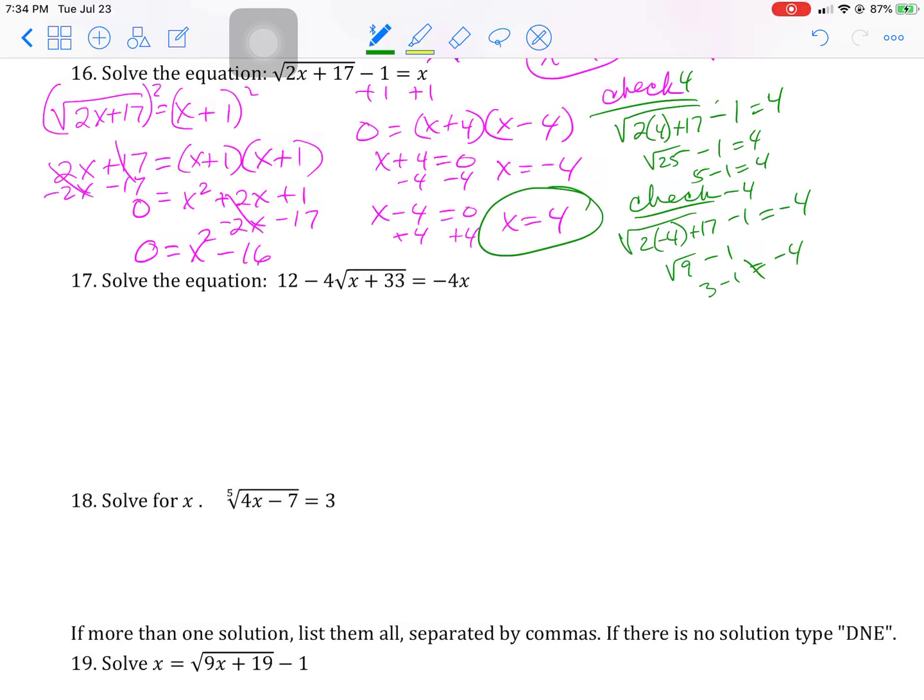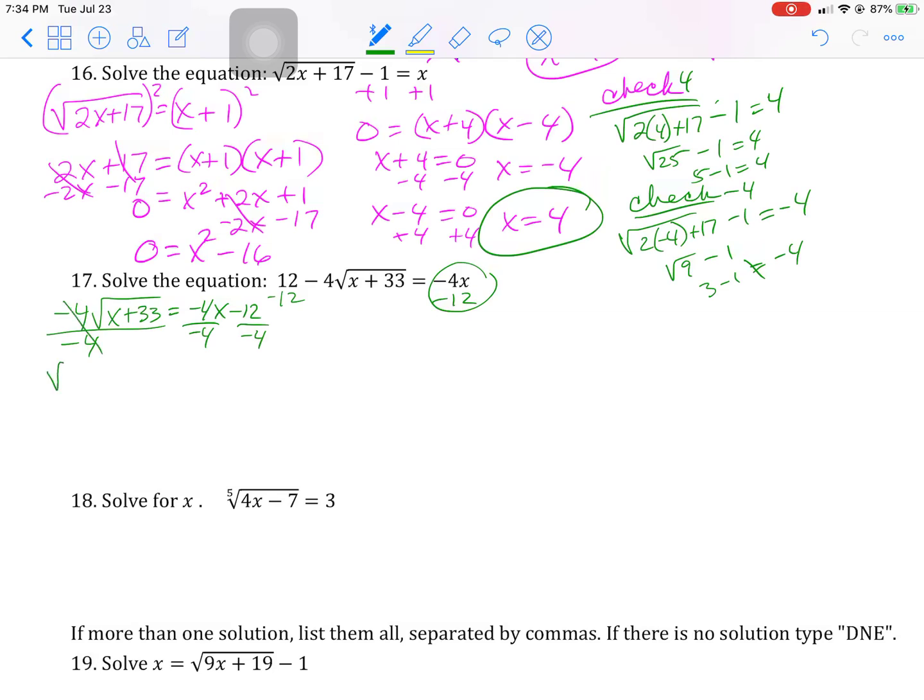All right, here's another one. We need to get the radical term alone on one side. So let's go way over here. Negative 4 square root of x plus 33 equals negative 4x minus 12. These are not like terms. Do not add them together. Each of the terms, if I'm going to divide the radical term on this side by negative 4, I need to divide each of the other terms by negative 4. So I prefer to write it separately so I remember I'm doing that.